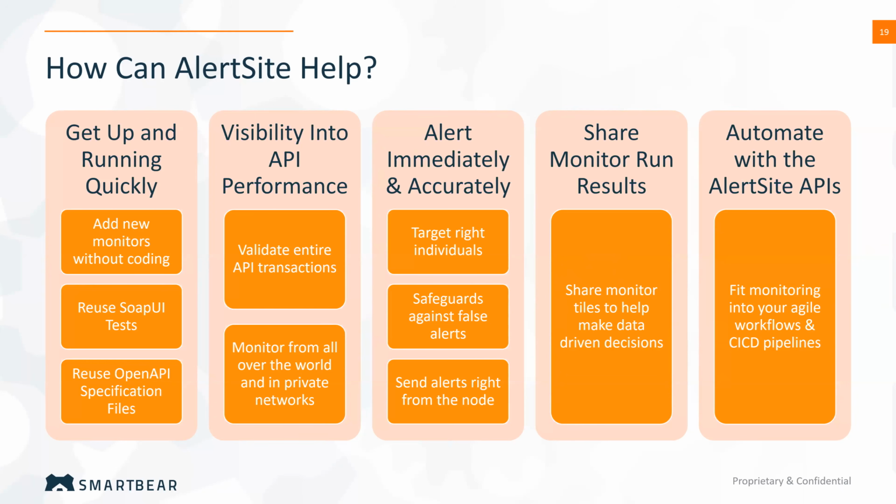You can get visibility into not only your API performance, but also your API health. I really should change that, it's like making sure that you can validate entire API transactions. You can get visibility from all over the world and from within your private network. So that's something that a lot of people will do now too, as well, is making sure that they have eyes on internal APIs that support any of the things that they rely on every day for business critical stuff.